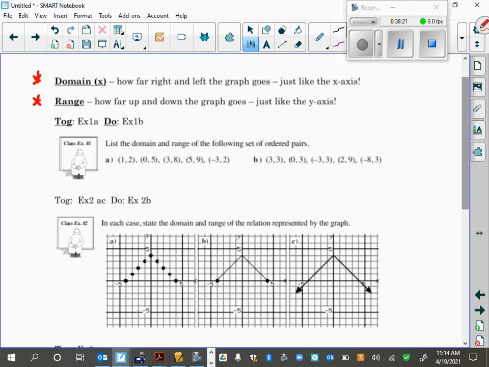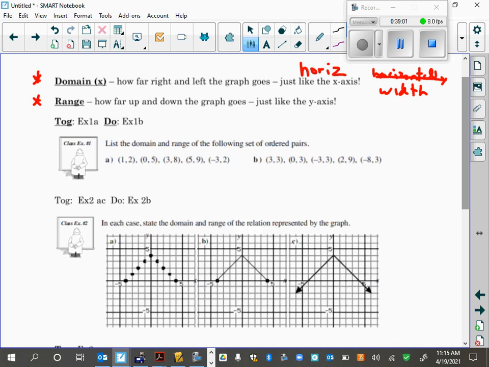Can anyone reword that? How far right and left the graph goes? What does that mean? I want a fancy word. Not even fancy, it's a math word. Yeah, so that's horizontally. Good job. The width of the graph is the domain: how wide it goes, how far left and right. That's horizontal.